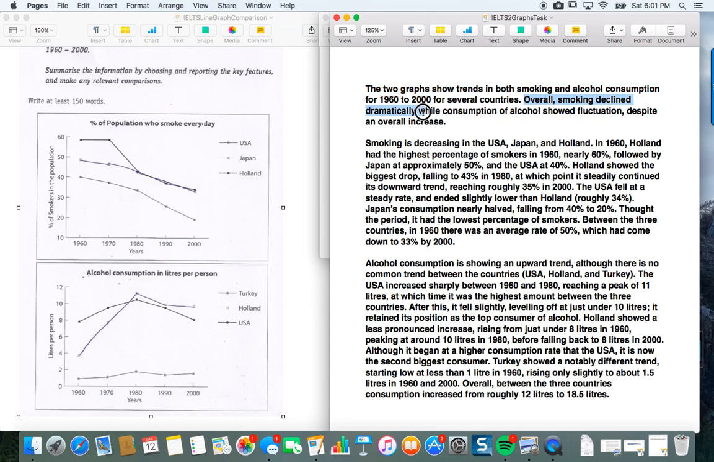Overall, smoking declined dramatically, while consumption of alcohol showed fluctuation despite an overall increase. So this one is good. What I've highlighted in blue, that's pretty good.